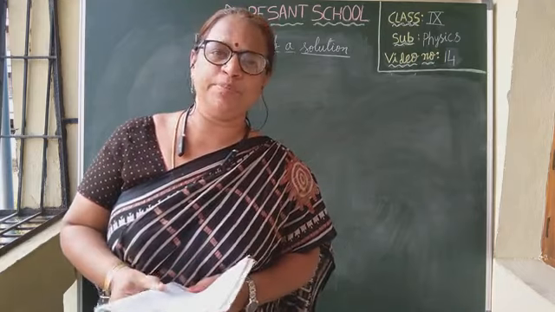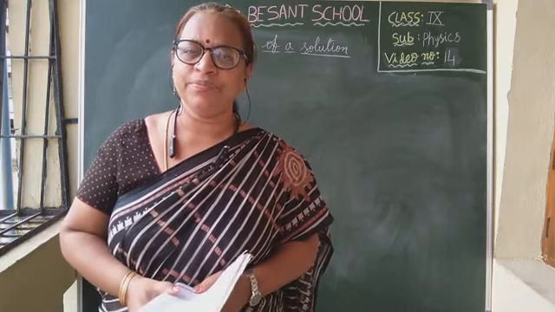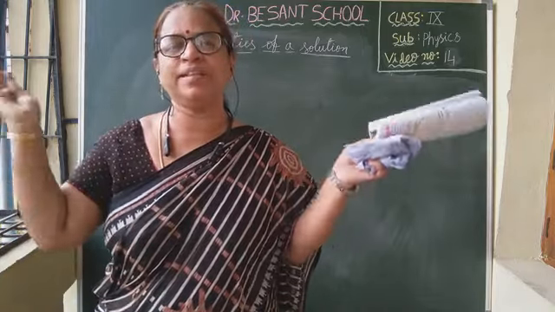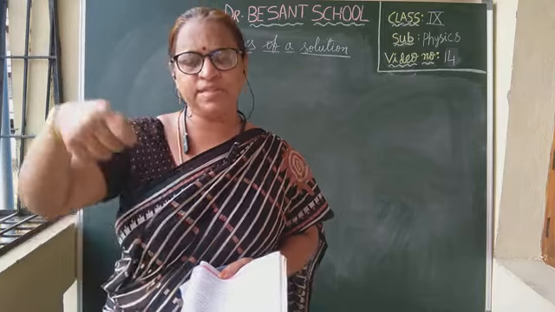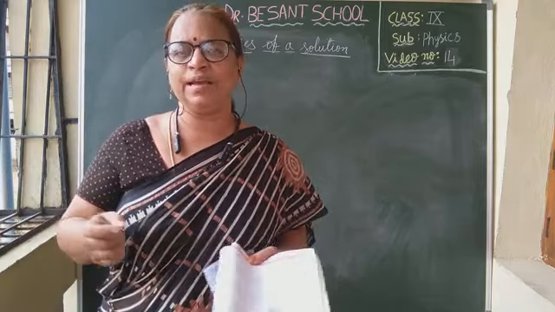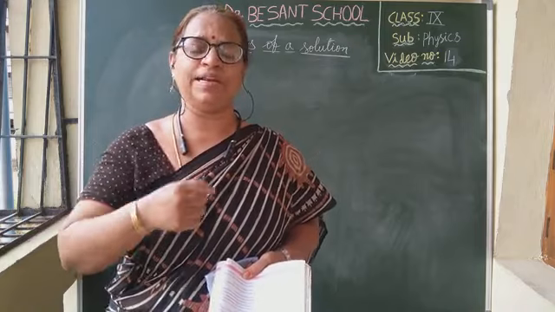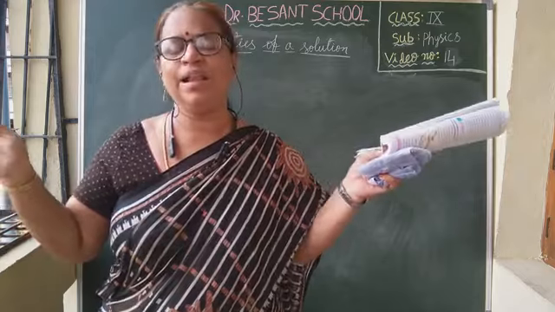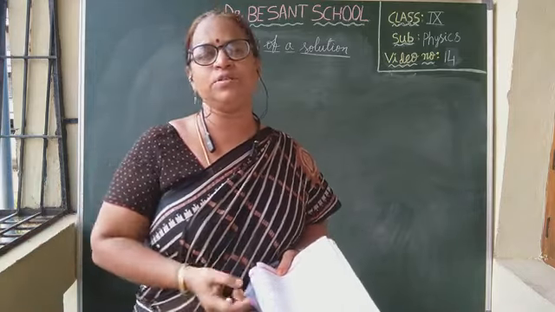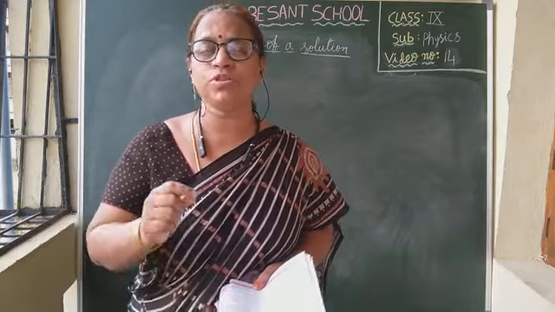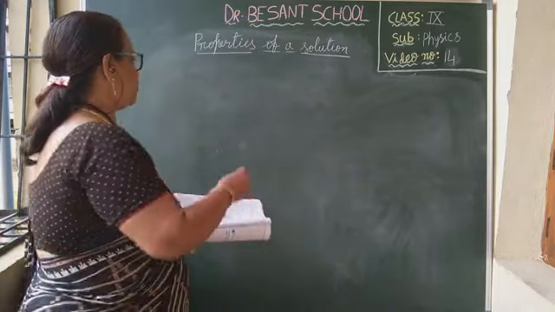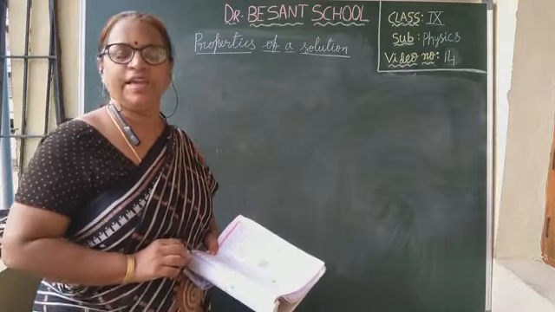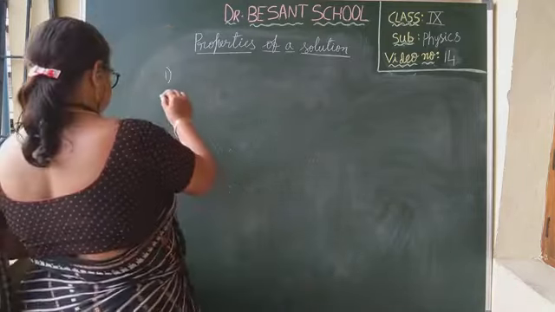They will not scatter a beam of light. What is meant by not scatter? Not scatter means will not reflect, will not spread the light. If a beam of light is passing through it, they will not scatter it, and the path of the light entering it is also not visible. So the first property is that the solute particle size is so small that we cannot see them with our naked eyes.